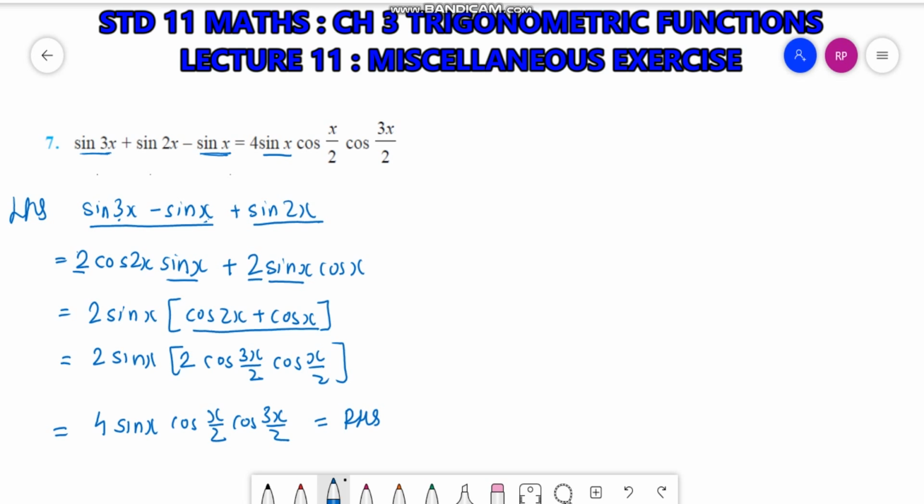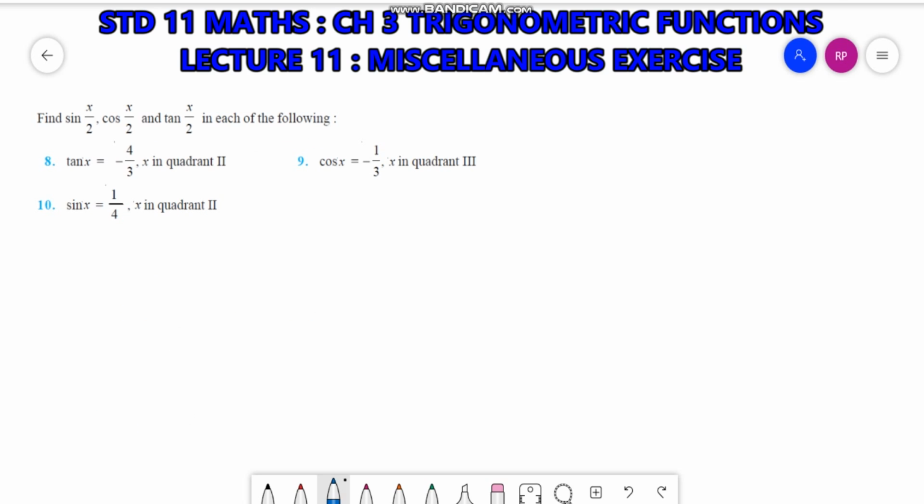Now let's move to the next, that is question number 8. Questions 8, 9 and 10, in those you have to find sin x by 2, cos x by 2 and tan x by 2. In the first, it is given tan x equal to minus 4 by 3 and x is in the second quadrant.